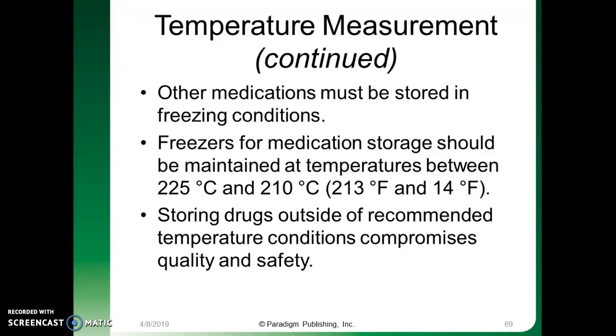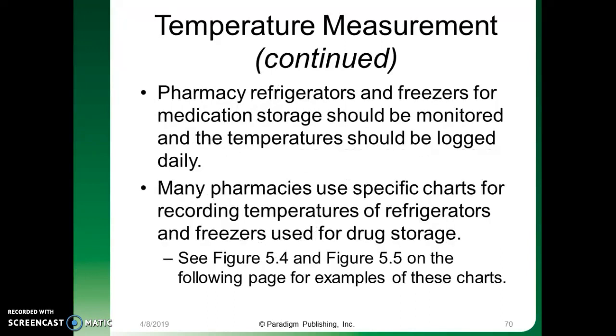it might not be good for that patient to take if it has not been stored at the appropriate temperatures. Pharmacy refrigerators and freezers for medication storage should be monitored, and the temperature should be logged daily. In different pharmacies, you'll have a manual log sheet for the temperatures, or if you work in a hospital setting, you'll be in charge of checking the refrigerator temperatures in each nursing unit. So it's very important that you're able to read the thermometer inside that refrigerator.